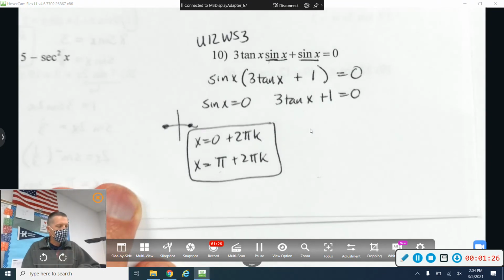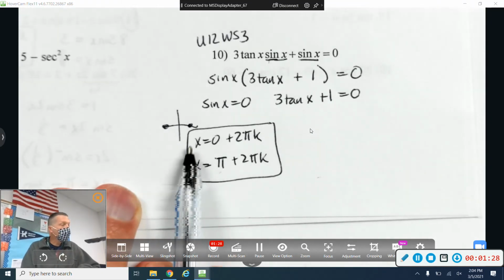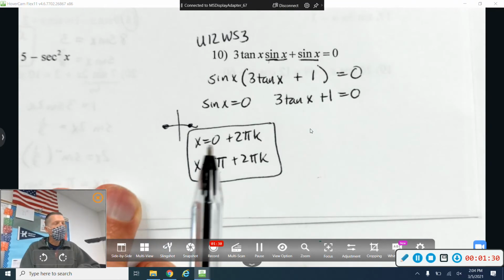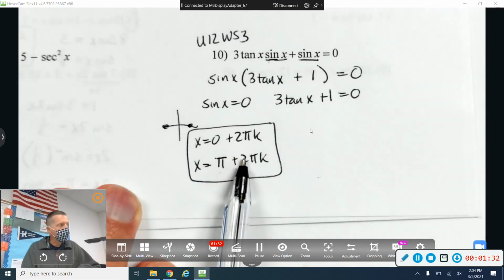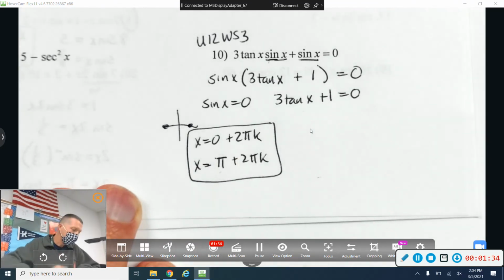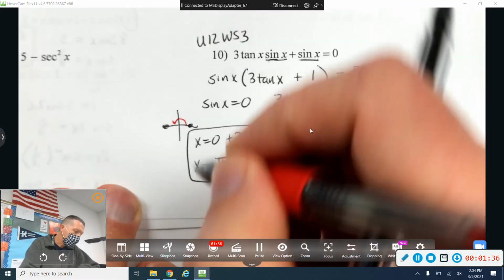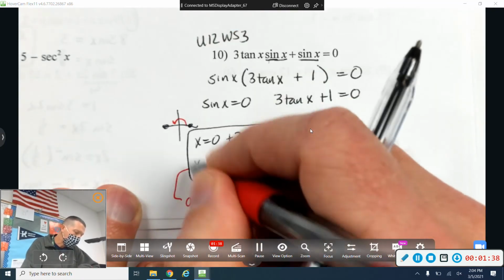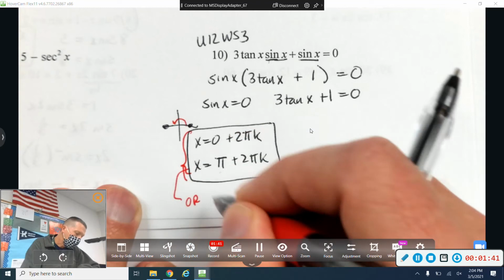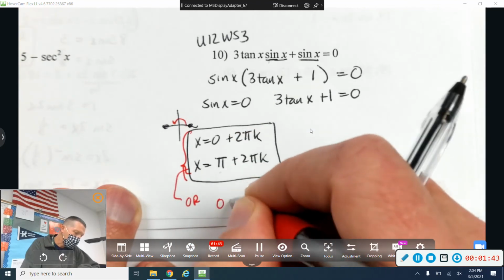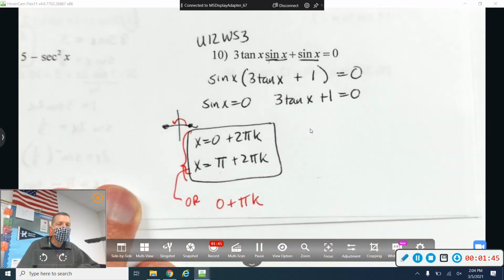Why wouldn't we just do plus pi? You could. For this one, you could. Now, for sine in general, you have to do 2 pi k. But for this particular one, since they are pi apart, you could write those two together as 0 plus pi k, and that would cover them all. But this would be the only sine answer where you could do that.